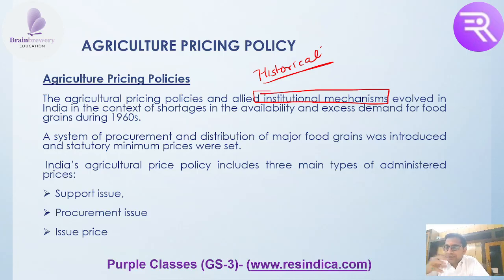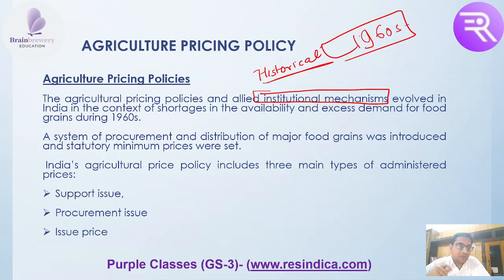So this whole thing started during the time when we were having a shortage, in the 1960s, when we had a lot of shortage of food, and we didn't know what exactly we wanted to do, and farmers were also not understanding whether they would be getting a proper price for their crops or not. So government came with the pricing policy.